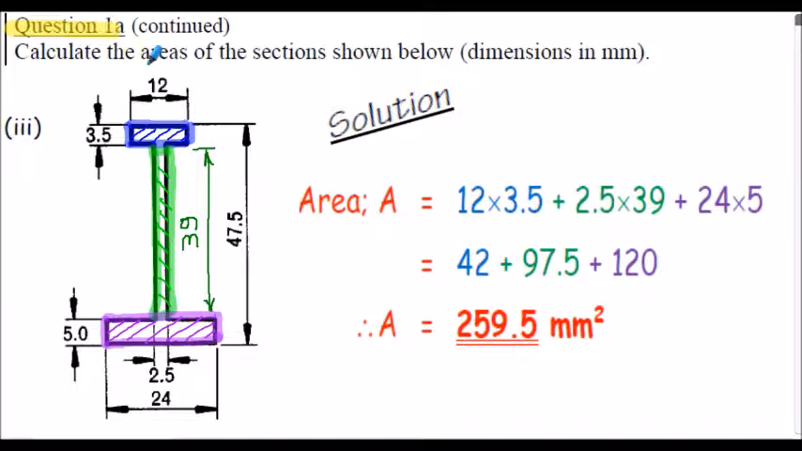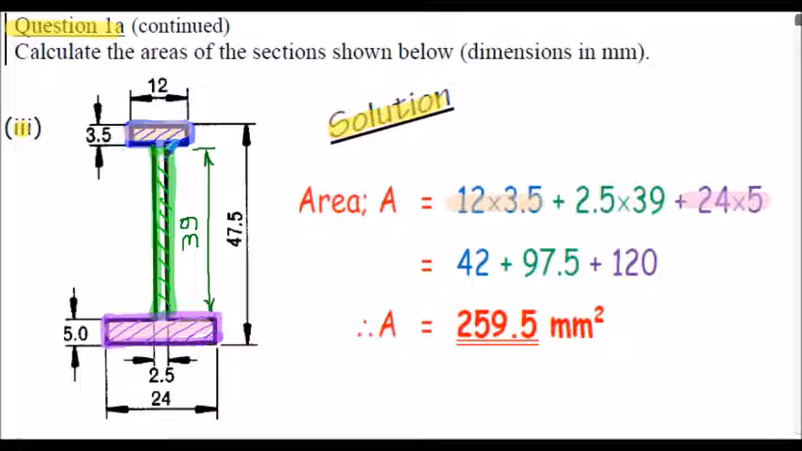Question 1a, which is part 3 solution. Our unsymmetrical I section has been broken down into 3 rectangles. The upper flange here, 12 millimeters by 3.5 millimeters. The lower flange here, which is 24 millimeters by 5 millimeters.